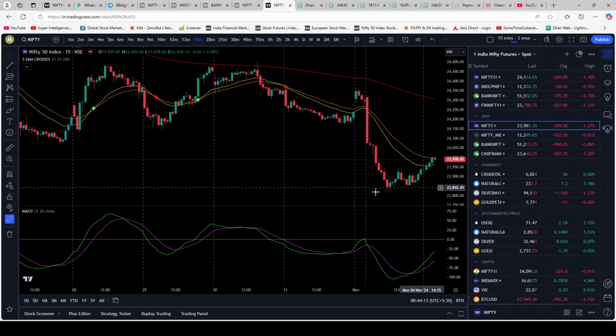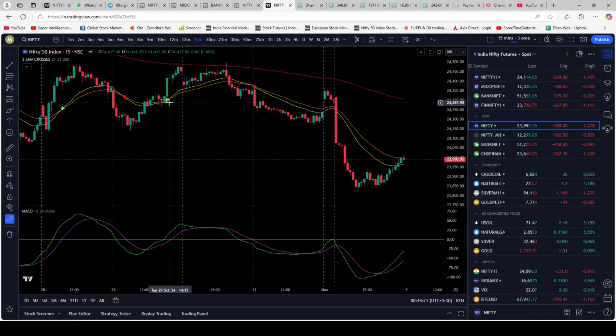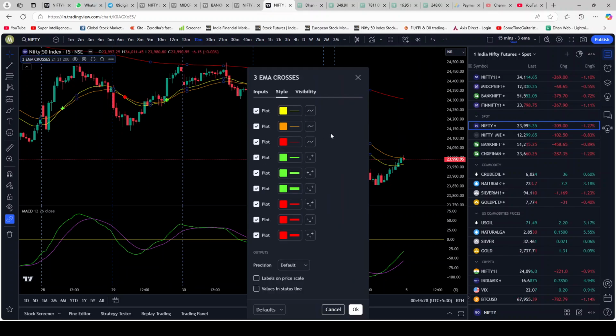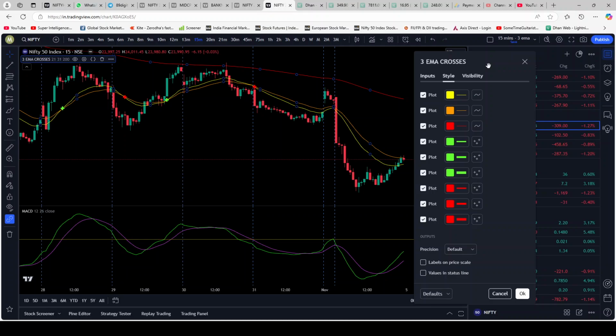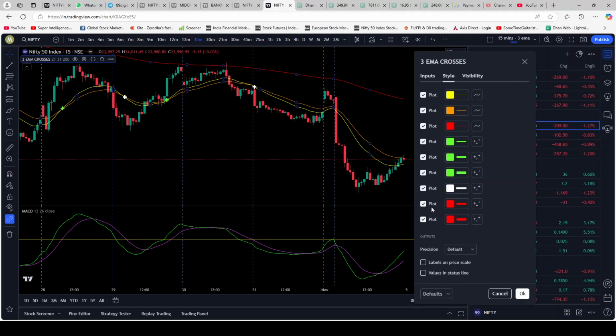Now, if you make the chart wider, you will notice that wherever these intersections happen, it is leaving a cross. On the way up, it's leaving a green cross. On the way down, it's leaving a red cross. If you want, you can change the color of the cross to make it more visible. If I make this white, what happens? So I'll make all of them white.